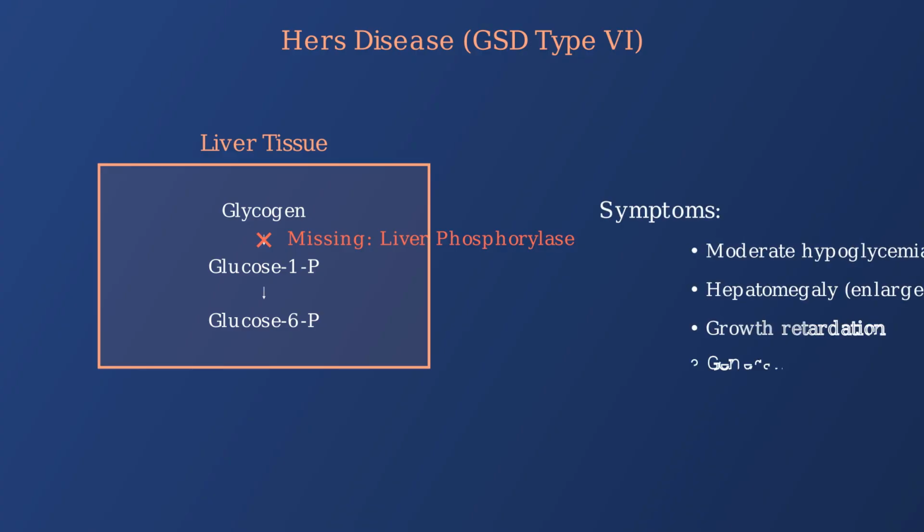Patients with Hers disease typically experience hypoglycemia, or low blood sugar, especially during fasting. They may also have an enlarged liver and growth retardation. However, the symptoms are generally milder than in other glycogen storage diseases.